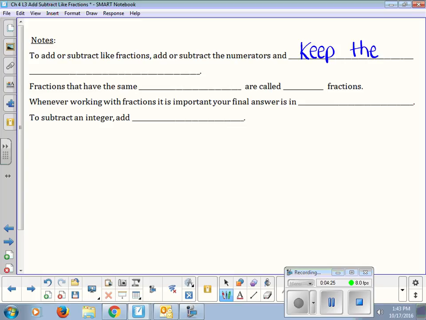4 times 2 is 64? Probably not. 4 times 2 is 8.